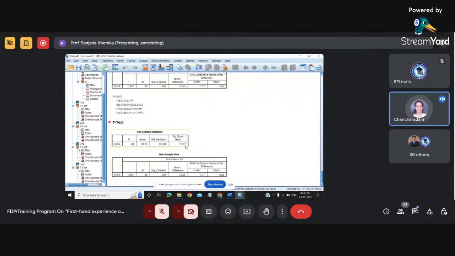Fine. Coming to the next table, the one sample test table. T is coming as 1.347. Degrees of freedom is 39. Significance value is 0.186. Mean difference is 3.525. Then the 95% confidence interval for the difference, lower is minus 1.77, upper is 8.82. Here my values are very different, so I will redo it and see.